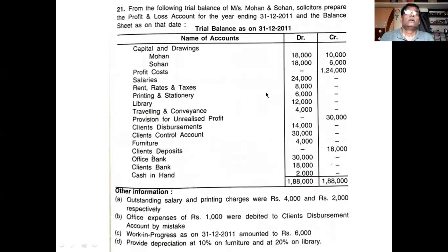Okay. Next, example number 21. The problem number 21 is also the same. Here there are two partners. So you see here, capital and drawing. Debit side, debit column, drawing; credit column, capital. These two you take in the balance sheet. Drawing is deducted.